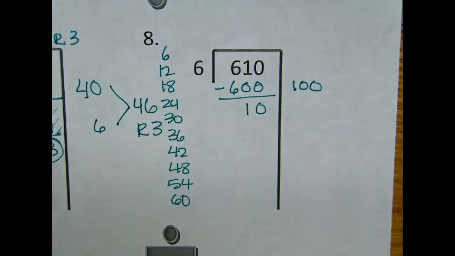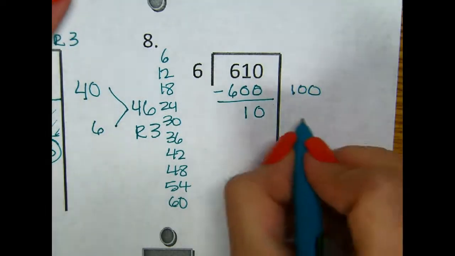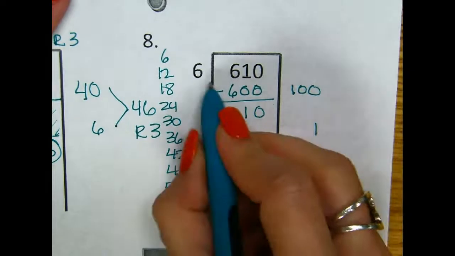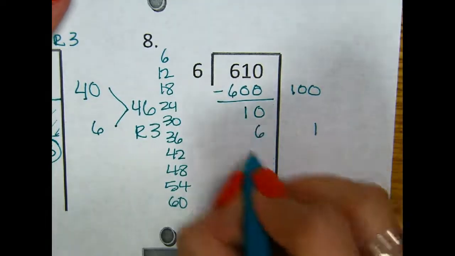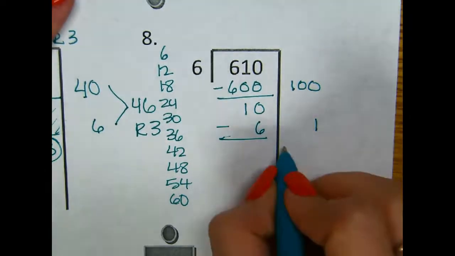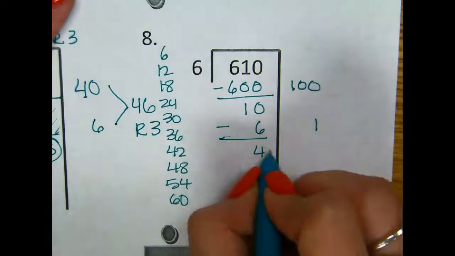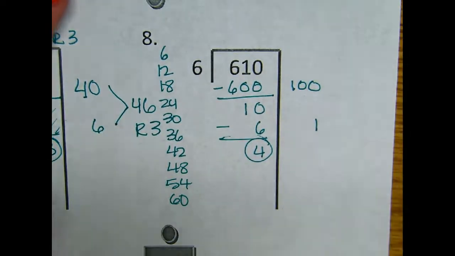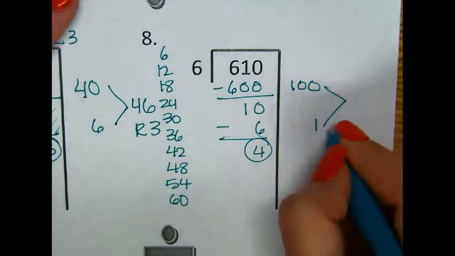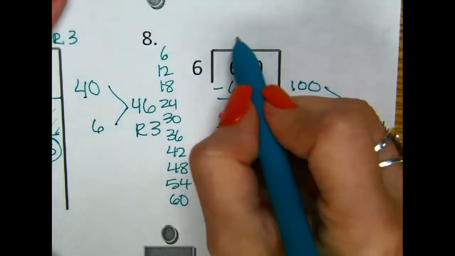Okay, don't argue. We're fine. I think we're on the same fact. But how many groups? 1. Thank you. There you go. And 6 times 1 is 6. Good. Okay. Subtract. 4. Now what? You can't make more groups, so that's your remainder. So you're going to use 101 remainder 4. Excellent. Okay, are we starting to get this?